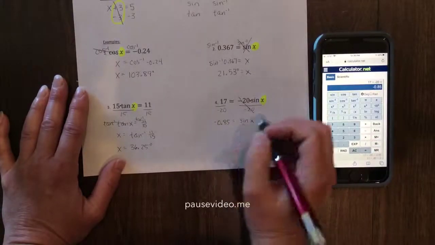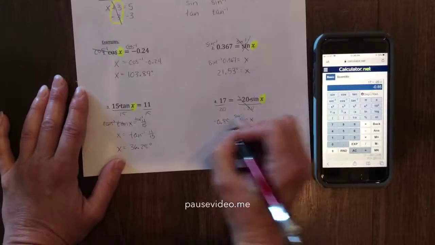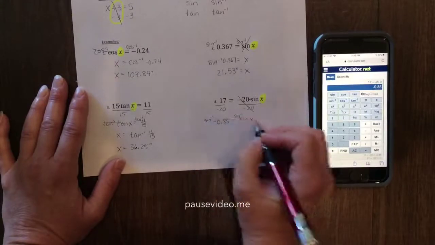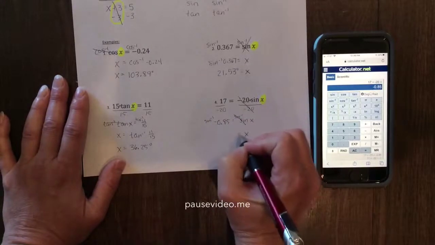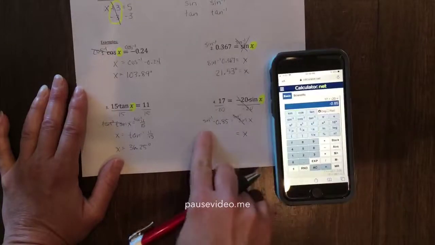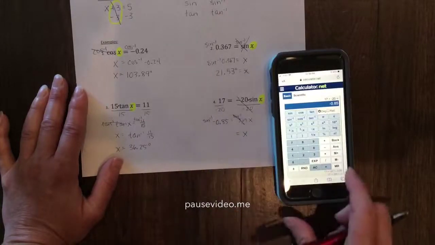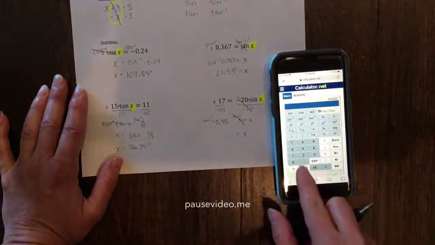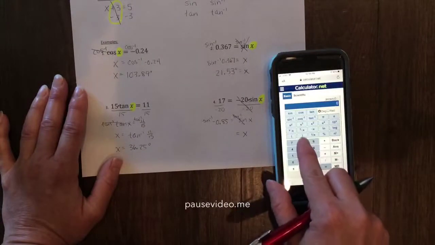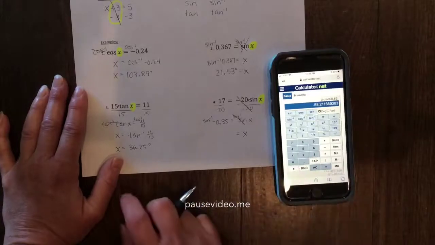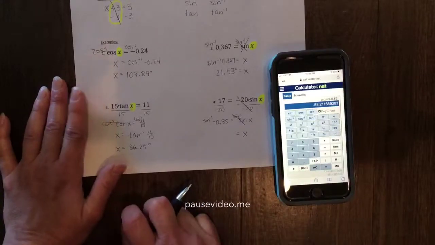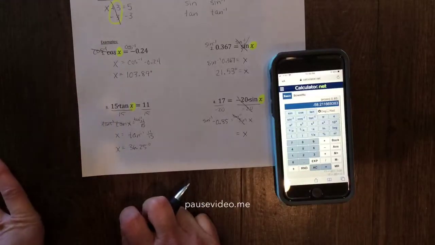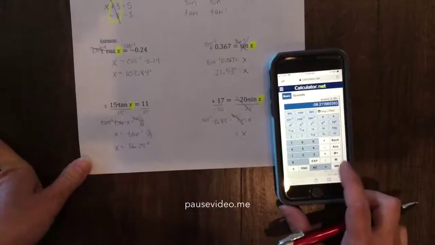How do I get rid of sine? We're going to take sine inverse of both sides. This one cancels, leaving me with x equals sine inverse of negative 0.85. So let's do it. Sine inverse of, now I got to put in my 0.85 and then hit the negative if you're using the calculator.net. There are lots of online calculators out there. Find one that you're comfortable using and use it if you don't have your own at home.